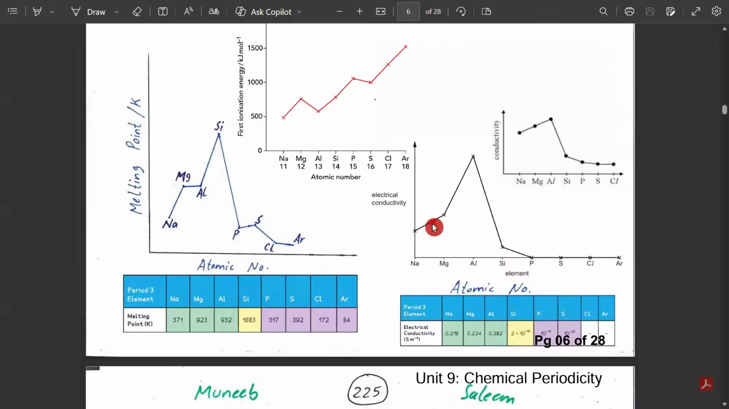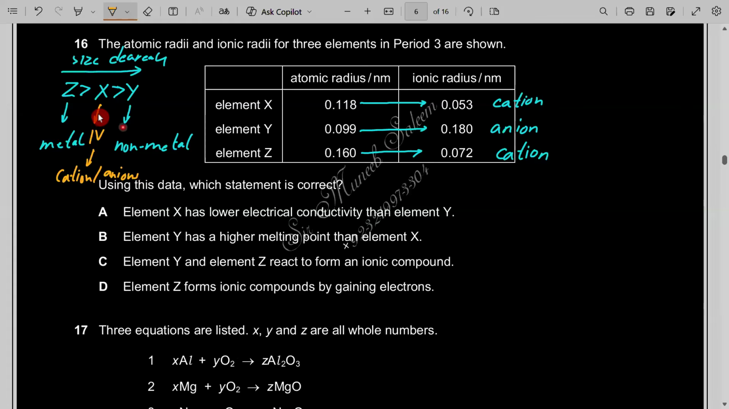So back to the question. If we say that X is somewhere in between, then X has lower electrical conductivity than element Y. But Y is already a non-metal, so that is not correct. Y cannot have higher electrical conductivity than X. So A is an incorrect statement.